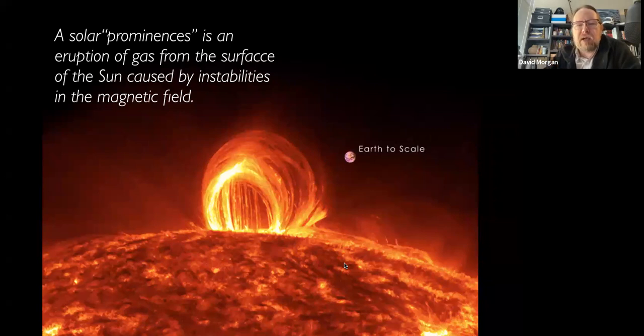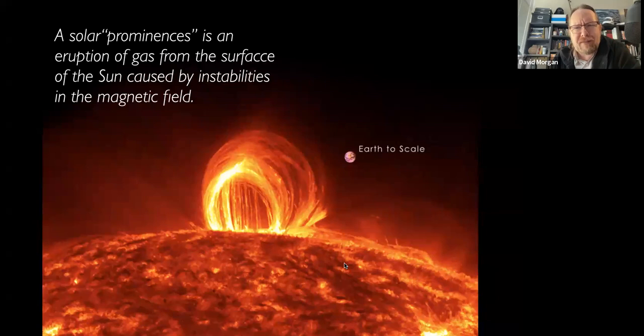Here's a picture of the edge of the sun during a time when it's experiencing a solar prominence. And you can also see that the lines of flow of this eruption of gas from the surface of the sun follow these magnetic field lines. And these prominences are caused by instabilities in the sun's magnetic field.